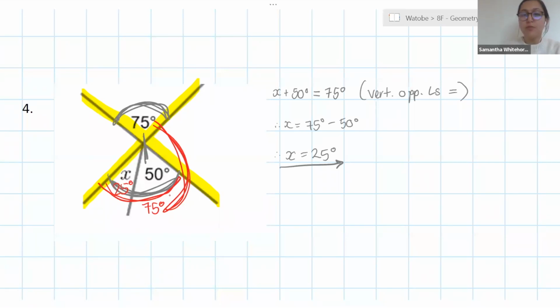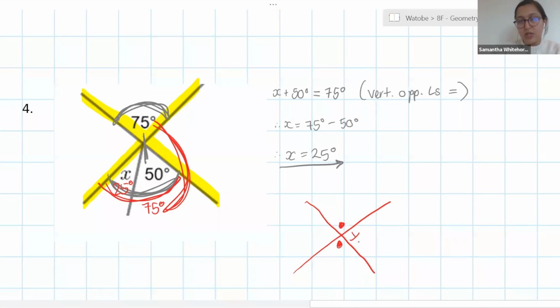Okay, so guys, it's really important. Vertically opposite, you're looking for that cross, and you then know that the angles sitting right opposite each other are equal in size. That is the reason: vert op angles equal.